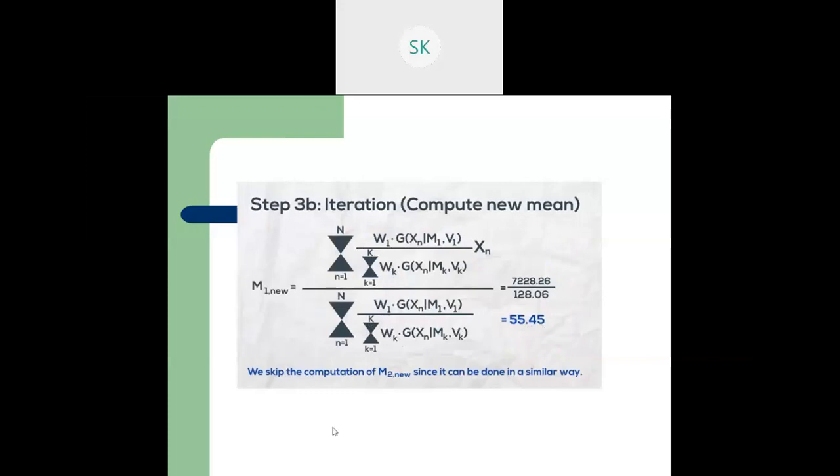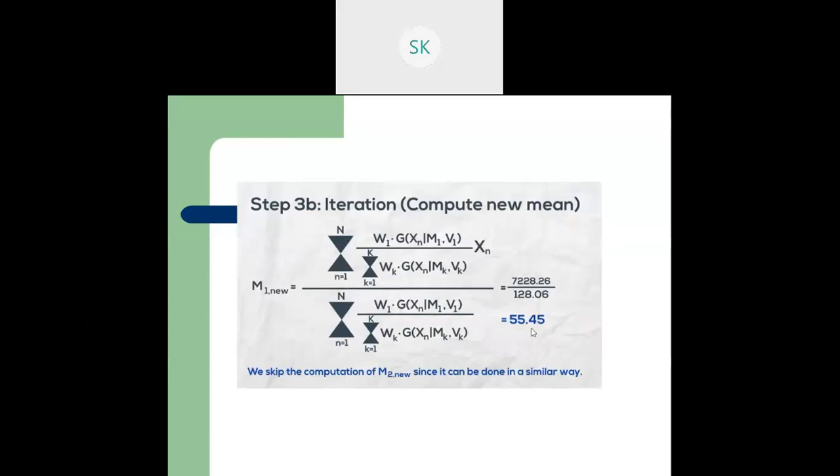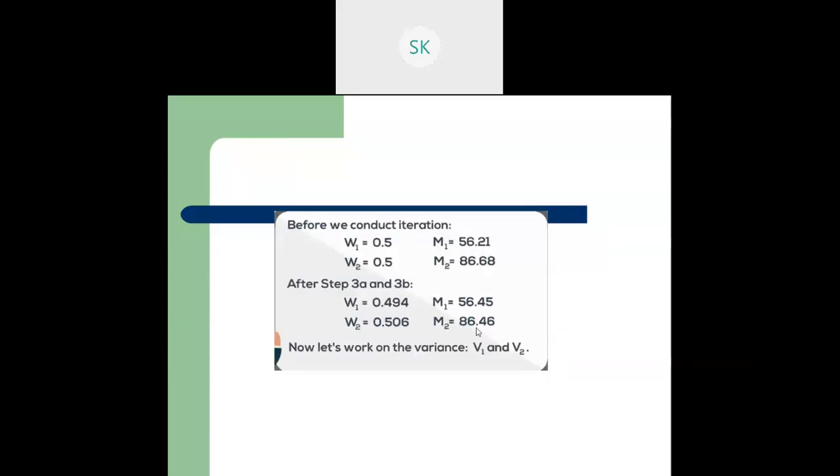Next we see the computation of M2 new, since it can be done in a similar way. The same will be done for component 2, and that value comes to 86.46. So 55.45 is for M1, and 86.46 for M2. If you observe, before the iteration these were the two parameters, weight and mean. After the iteration, the parameters W and mean values have changed, that is, updated.